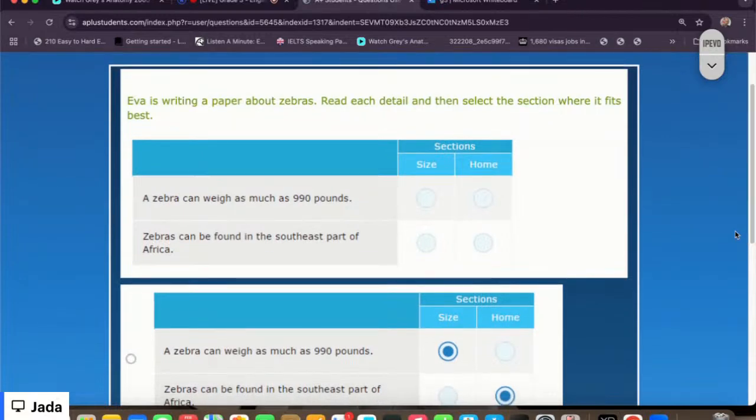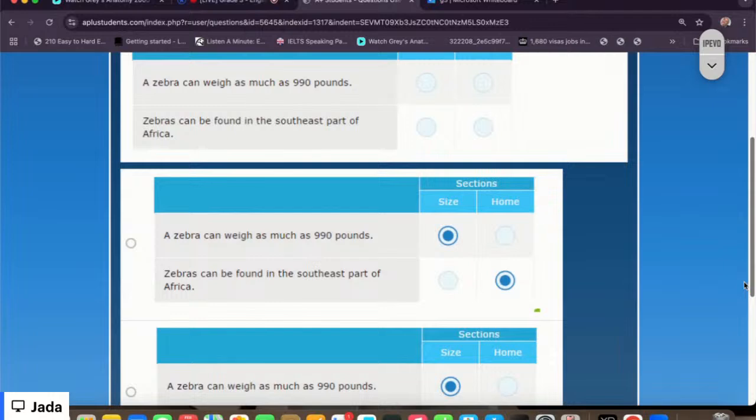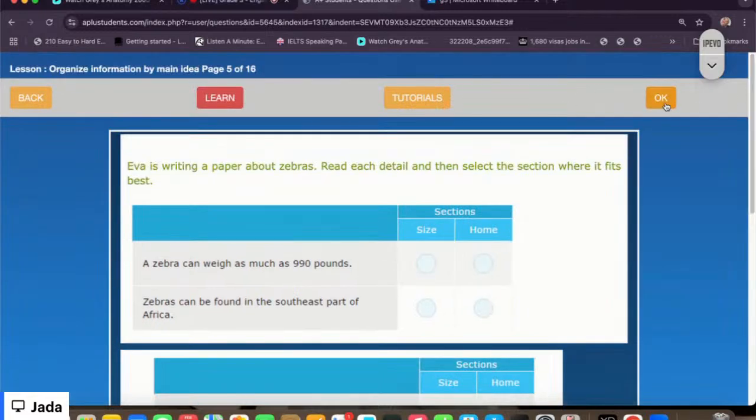Eva's writing a paper about zebras. Alright, so a zebra can weigh as much as 919 pounds. Zebras can be found in the southeast part of Africa. So, what is the right one here? So, option one as well.